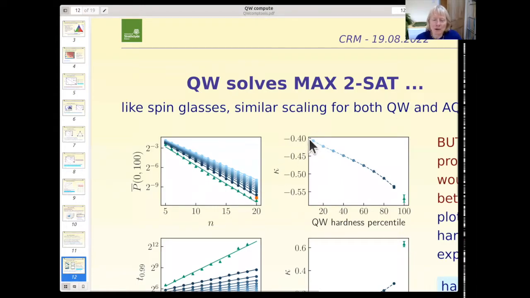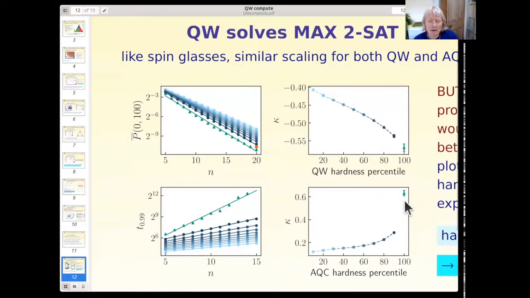And you can see we are starting at about 0.4, so similar to the spin glasses. And as you get harder and harder, the slope gets worse and worse. And so when we get to the hardest 10%, we are worse than search for these ones. And the hardest 1% is down here, somewhere like maybe about minus 0.57.